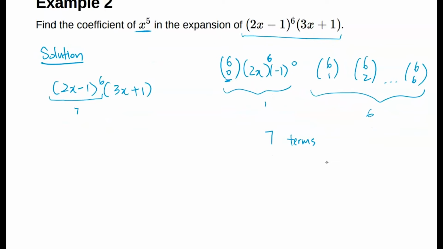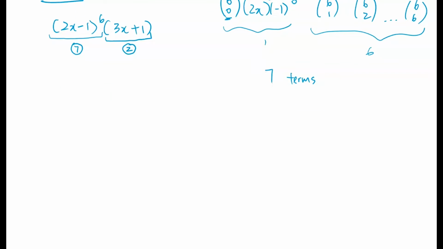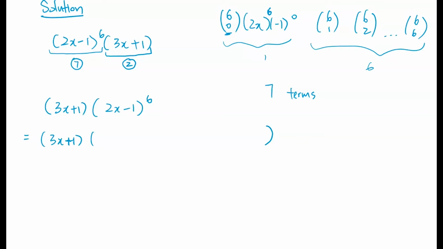So this bracket we have 7 terms, and this bracket we have only 2 terms. So the smaller bracket is the 3x plus 1 bracket. If that's the case, I'm going to focus on the 3x plus 1 factor. So 3x plus 1 and 2x minus 1 to the power 6. Now I don't know the expansion of the second one, so I'm just going to leave it blank, but let me put some dummy terms inside. Now, if we look at 2x minus 1 to the power 6, we know that the first term, we have it over here.